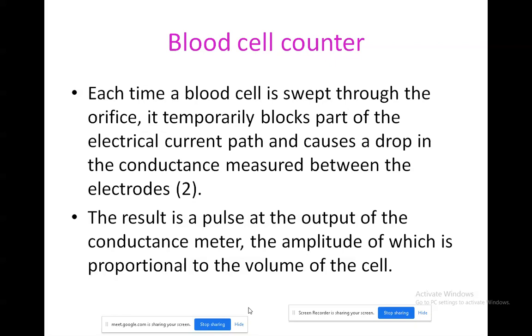Each time a blood cell is swept through the orifice, it temporarily blocks.